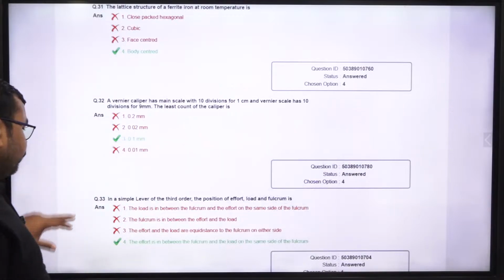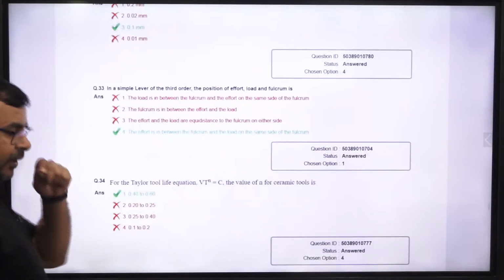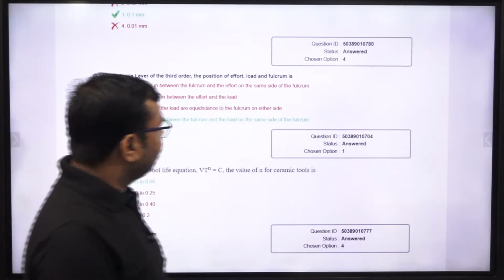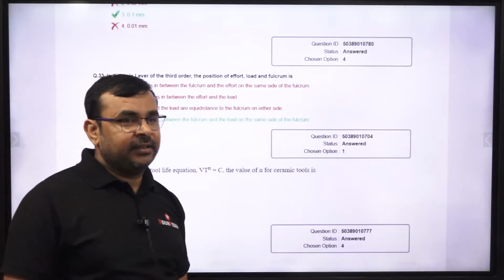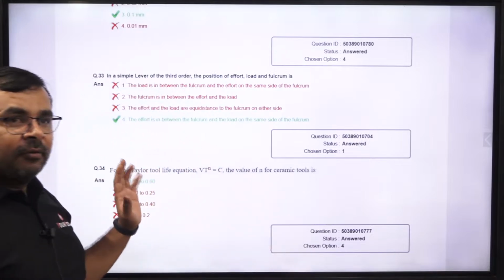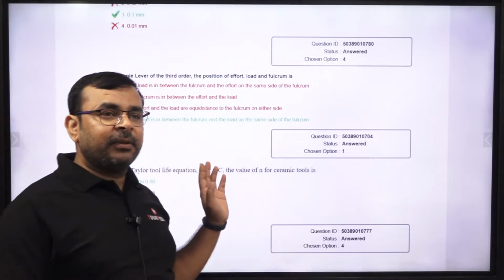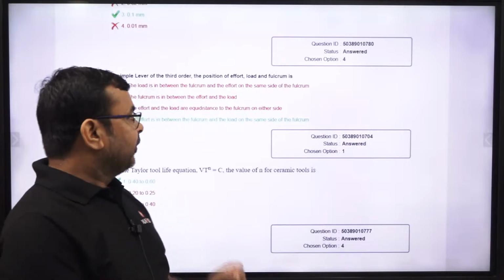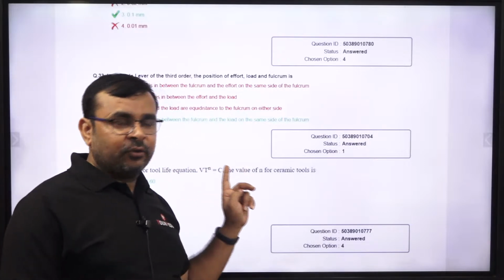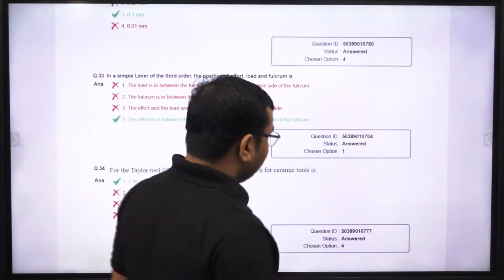Is it clear? So what about this? In a simple lever of the third order, the position of the effort, load, and fulcrum is. So generally, most of the students may miss this topic. Yes or no? This is the application of the principle of moments. Is that clear? So in mechanics, when you study Varignon's theorem, you must also read this part. Correct. So now let's see.